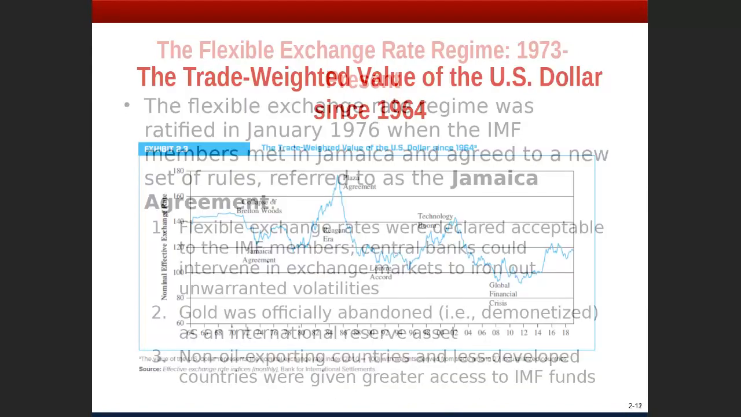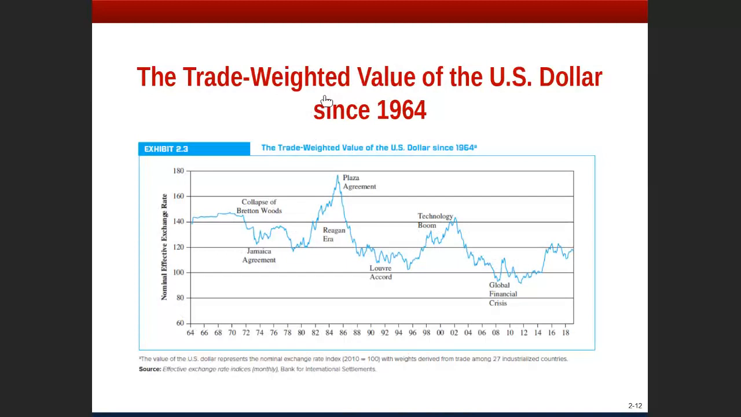And here we're looking at the trade weighted value of the US dollar since 1964. You can see that right before the collapse of Bretton Woods, the trade weighted value of the US dollar was fairly stable. Then with the collapse of Bretton Woods, we can see a lot of volatility. This went on until the mid-80s when Reagan was president of the United States.